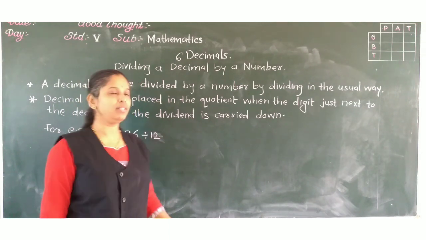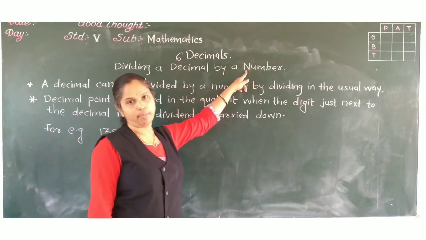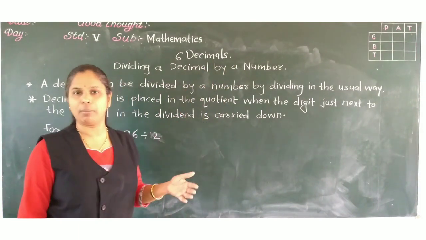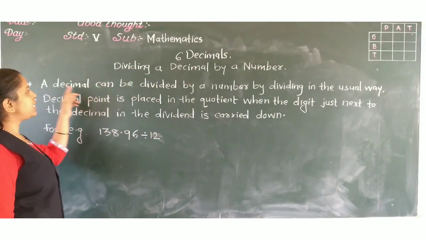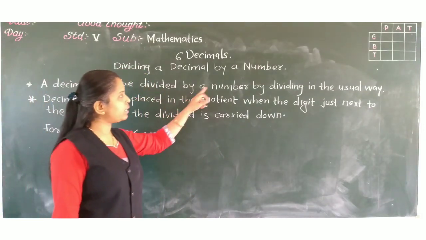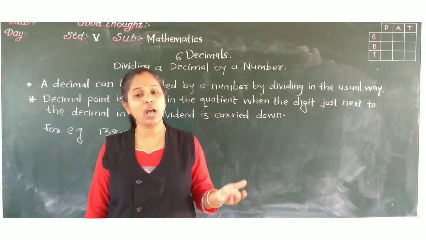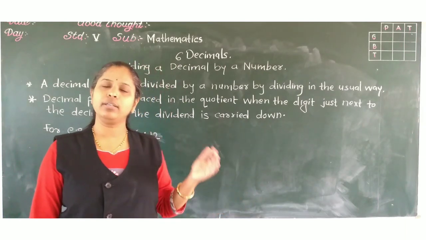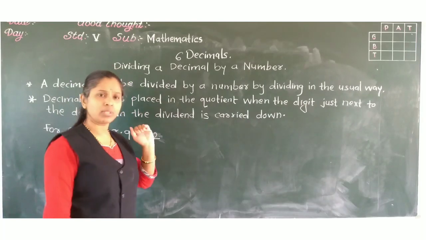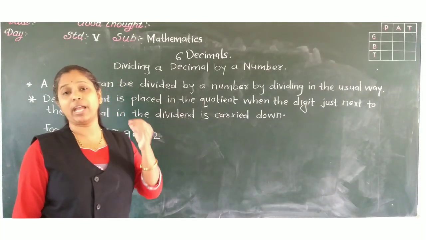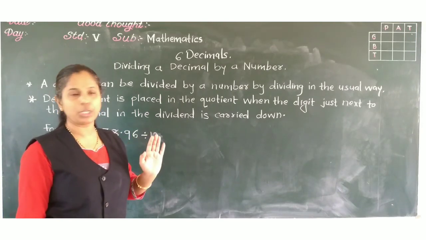After multiplication, we are going to learn dividing a decimal by a number. That means division of decimal numbers we are going to learn. So see, in division, a decimal can be divided by a number by dividing in the usual way. Normally how we do division, in the same way we have to carry out the division. Only where to give the decimal point, that is the main thing in division of decimals.